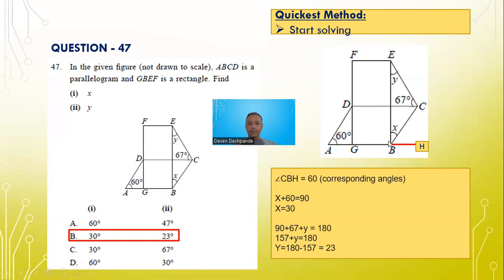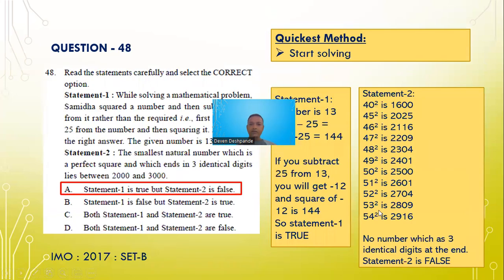Again, 90 plus 67 plus Y. This angle is 90, perpendicular. 90 plus 67 plus Y is 180. So 90 plus 67 is 157, plus Y is 180. So Y is 180 minus 157, which is 23. So Y is 23, and X is 30. So 30 and 23. Okay, next one.